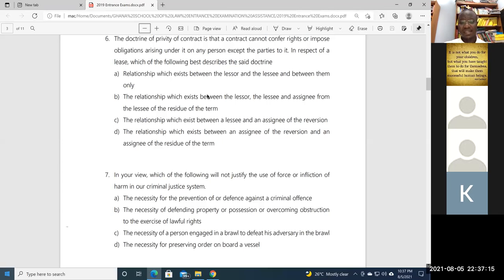So if you take that, the reversion actually goes back to the lessor, not the lessee. The lessee has nothing to do with the reversion. And the assignee is in the same position as the lessee, as far as the reversion is concerned. And for that matter, C is out.